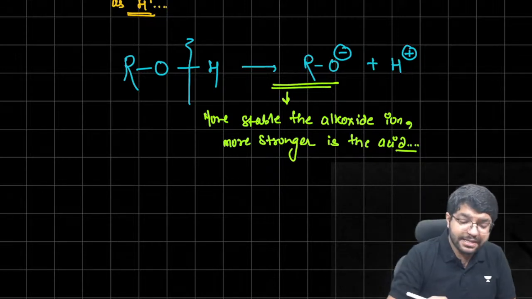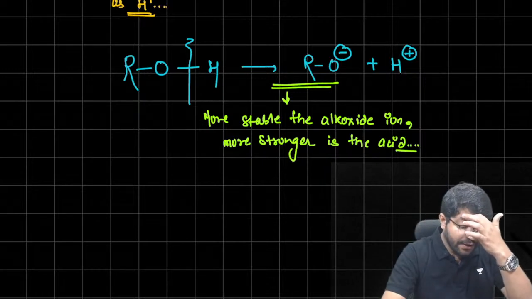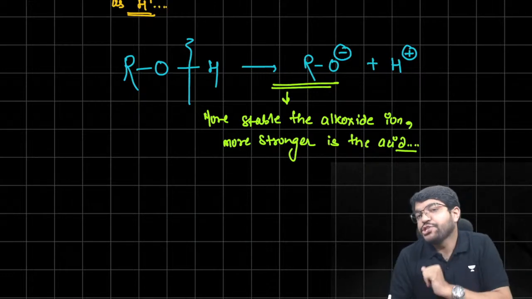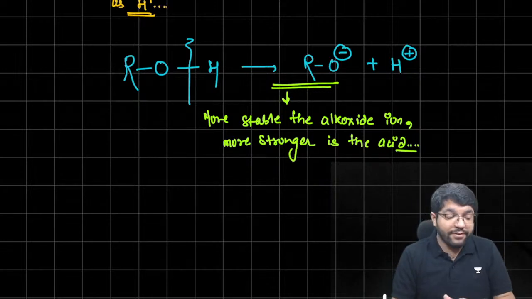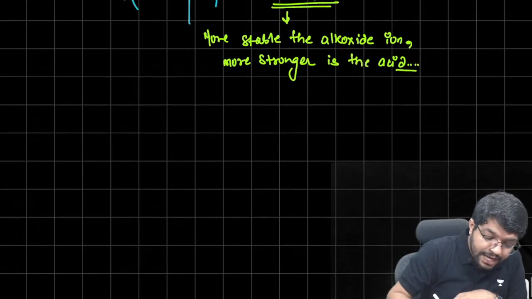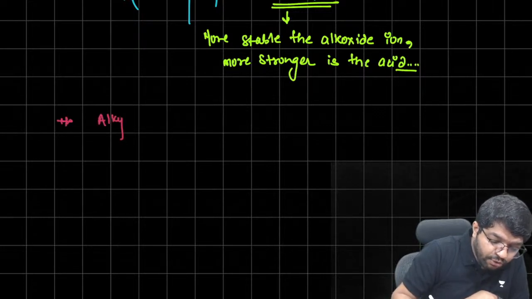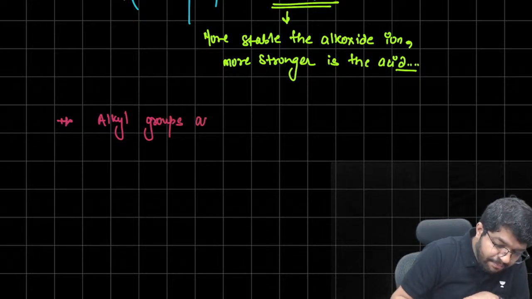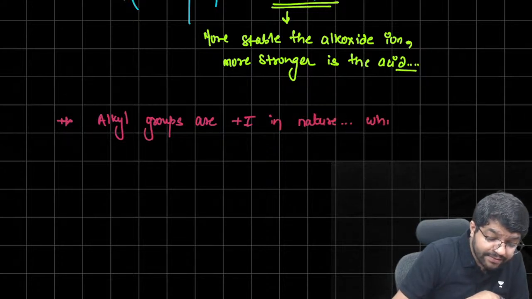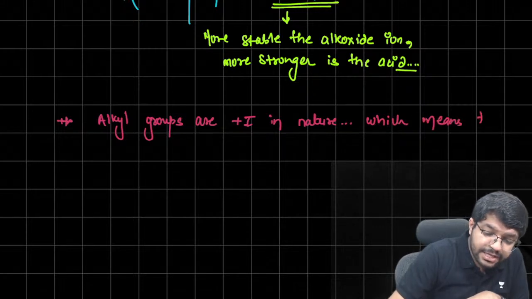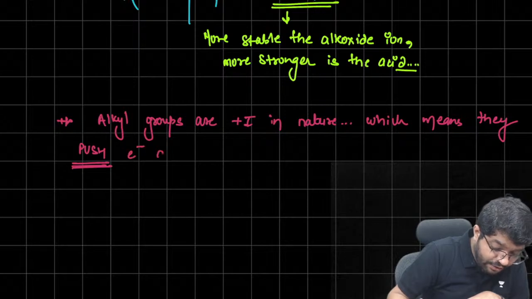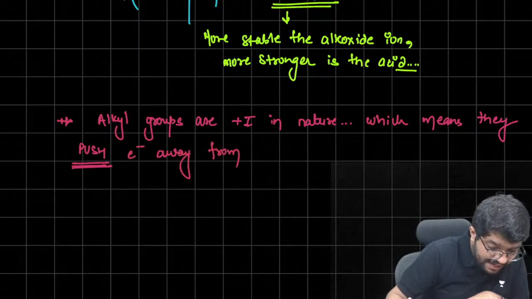RO minus and H plus. So quickly, let us pen it down here. Alkyl groups are plus I in nature. We've done this in class 1 of organic. If you have not seen it yet, take out some time to do that. Star mark that alkyl groups are plus I in nature. Plus I means plus inductive, which means they push electrons away from themselves.